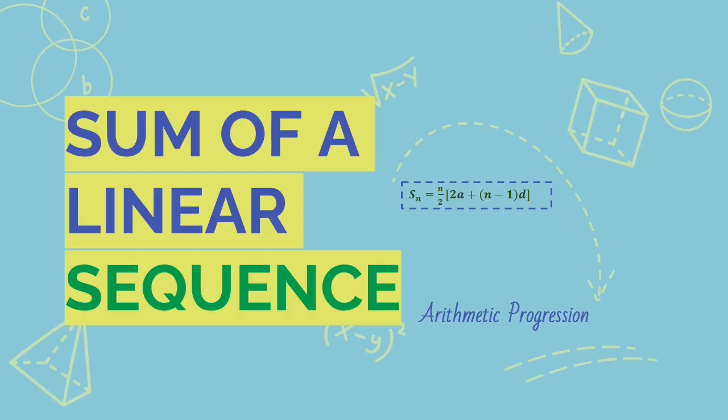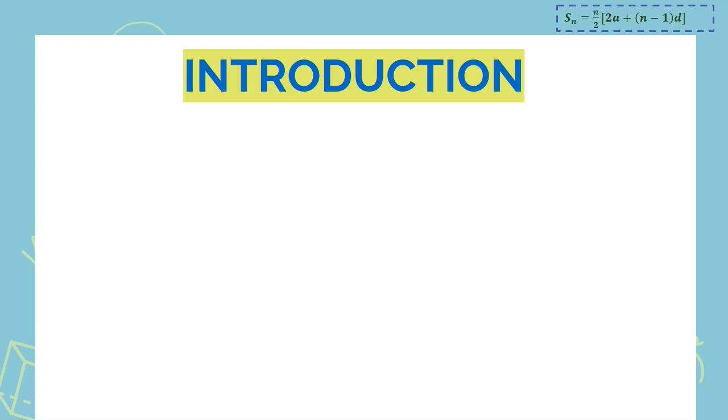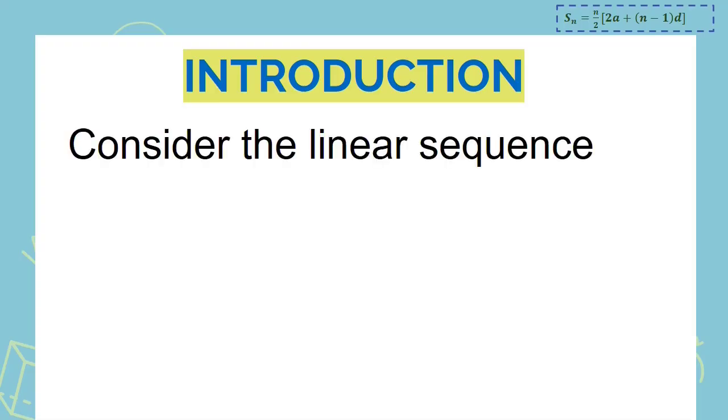In our previous discussion, we discussed the nth term of an arithmetic sequence. In today's lesson, we are looking at the sum of a linear sequence. How do we determine the sum of a linear sequence? Let's consider any linear sequence of the form 2, 4, 6, 8, 10, 12 in that order.